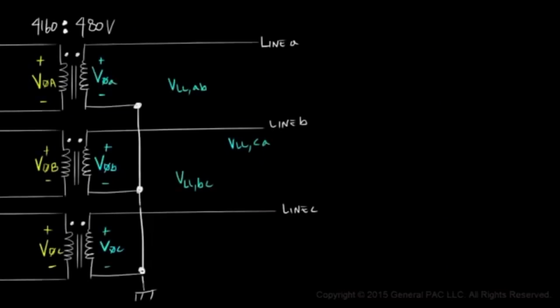The line to line voltage is measured across line A and line B, across line B and line C, and across line C and line A. For a wye connected transformer, the line to line voltage is equal to the square root of 3 times the phase voltage. There is also a phase shift between the voltages.